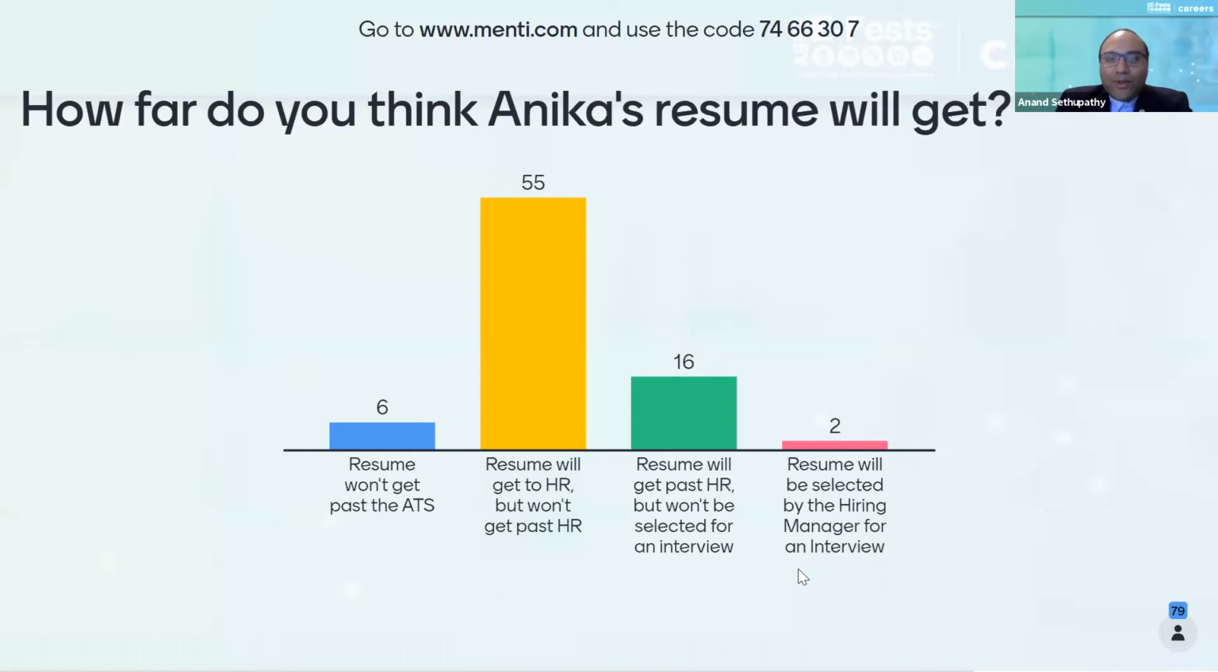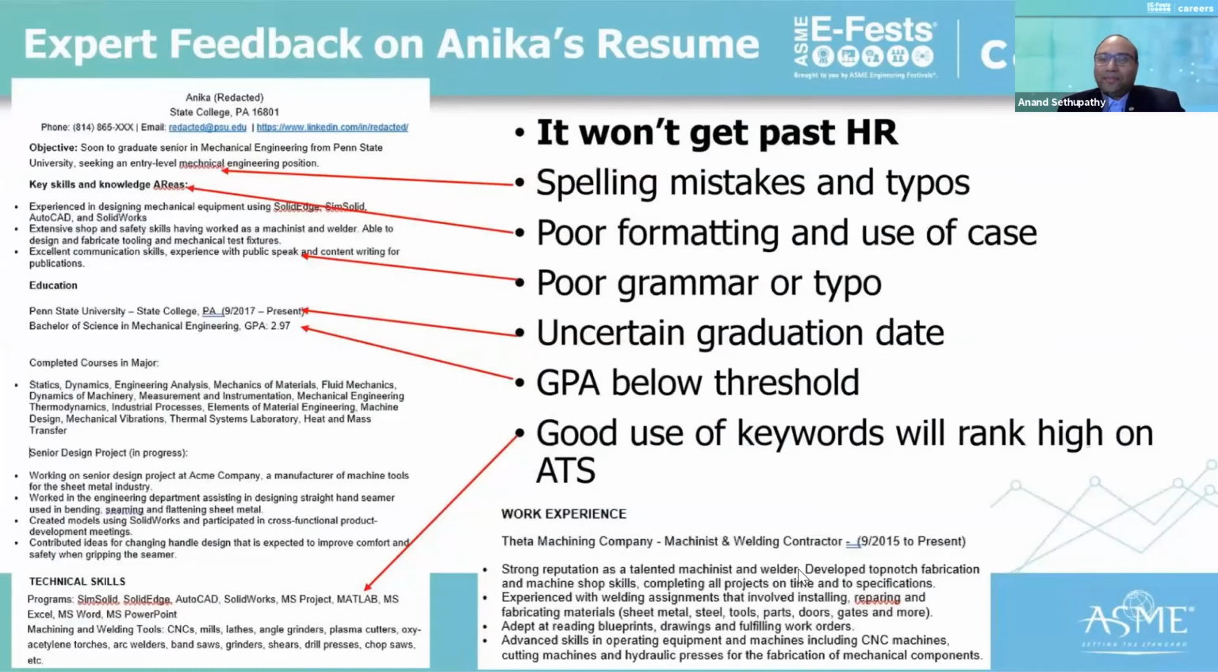So it sounds like the bulk of you believe that the resume will get to HR, but won't get past HR. Leah, why don't I bring you in, and you can tell us a little bit about how this resume would have fared. So it is correct. This resume would not get past HR. While there's good use of keywords, which will rank the resume highly on the ATS system, you'll see that there are some mistakes and typos listed within. This is a good situation where Annika could have benefited by having someone review her resume before submitting it to a job opening. You'll see at the top that there are spelling mistakes and typos, poor formatting and use of case-sensitive lettering, and poor grammar. There's also an uncertain graduation date, and the GPA listed is below the threshold that is required in the job description. So this would not get past HR.